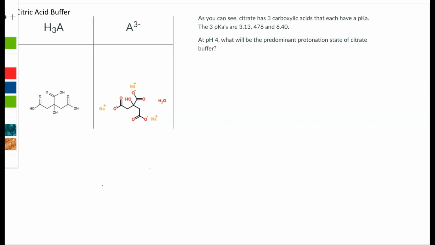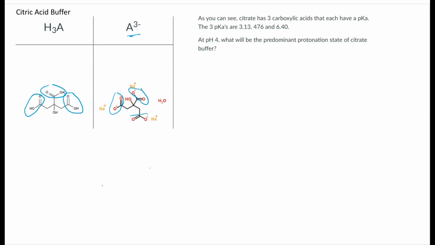And if you look at the structure, the fully protonated structure, you can see the carboxylic acids here, here, and here. This is the fully protonated structure for citric acid, and citrate is represented here, and you see all of those groups have lost their proton and have a negative carboxylate.